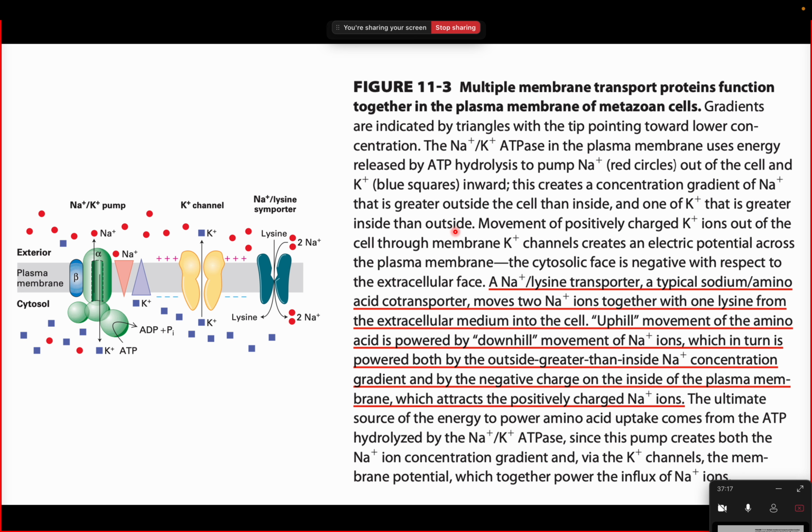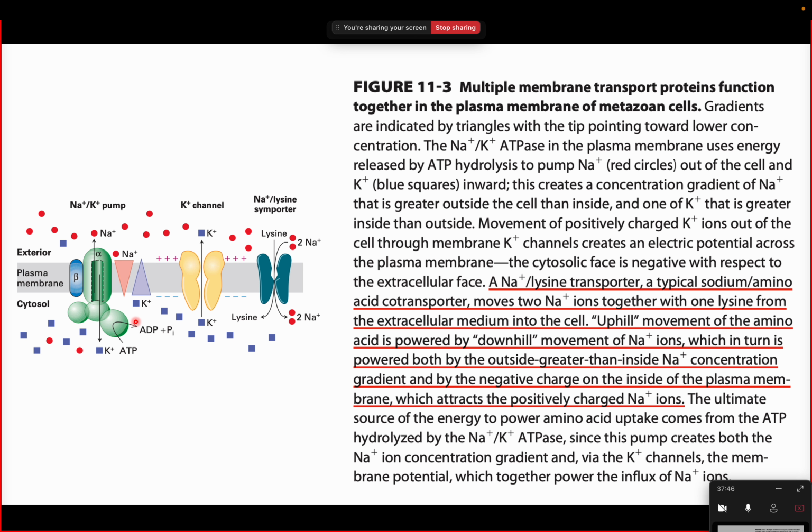transporters. For example, if we are saying that small molecules or ions are transported across the membrane both via channels and transporters, then we need to understand that all these transporters in the membrane are working simultaneously to maintain the gradient in the cell. If you look here, the gradients are indicated by triangles. This indicates that sodium is more outside and potassium is more inside the cell, with the tipping point towards a lower concentration.